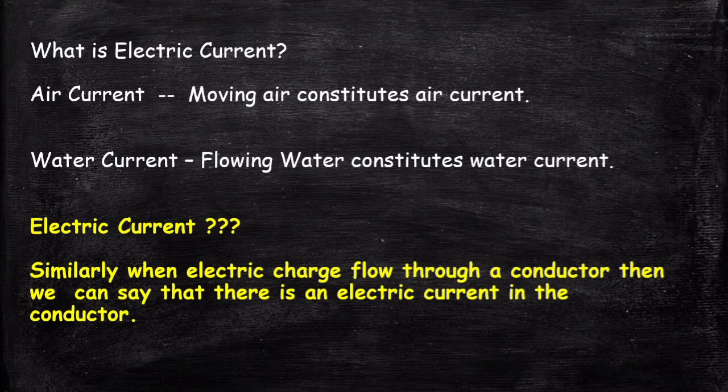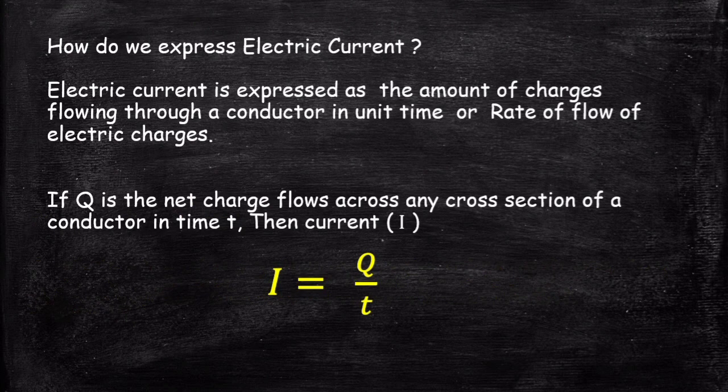What is electric current? We'll take an analogy. Air current: moving air constitutes air current. In the same way, flowing water constitutes water current. In the same way, flow of charges in a conductor constitutes electric current.